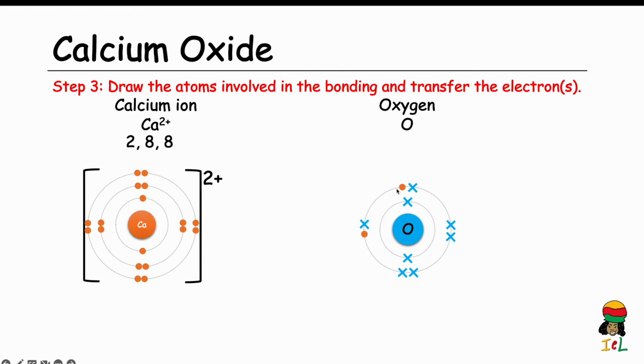When the oxygen atom accepts the 2 electrons from calcium, it is no longer an atom but an anion with a charge of 2 negative, 1 negative charge for each electron gained. The symbol for the oxide ion is O 2 negative, and the stable electron configuration of oxide is 2,8.